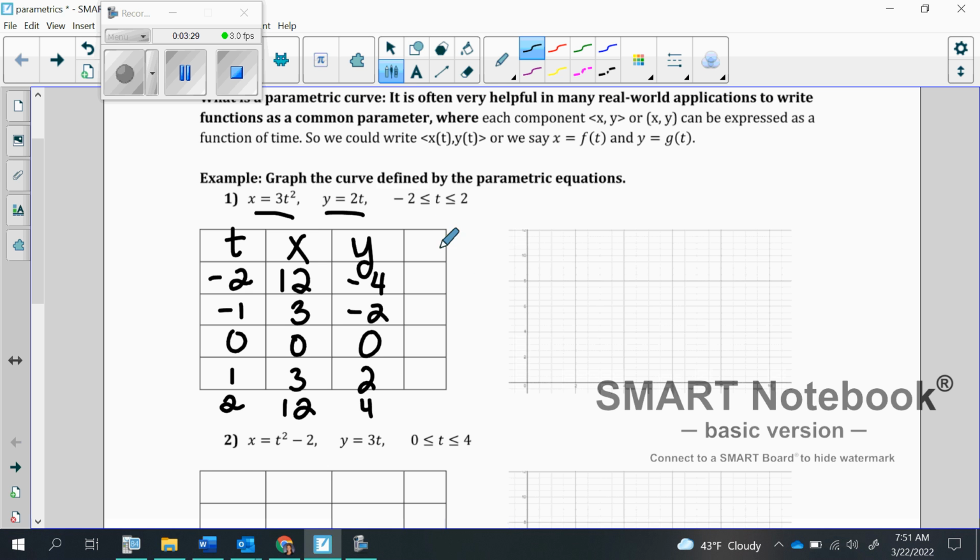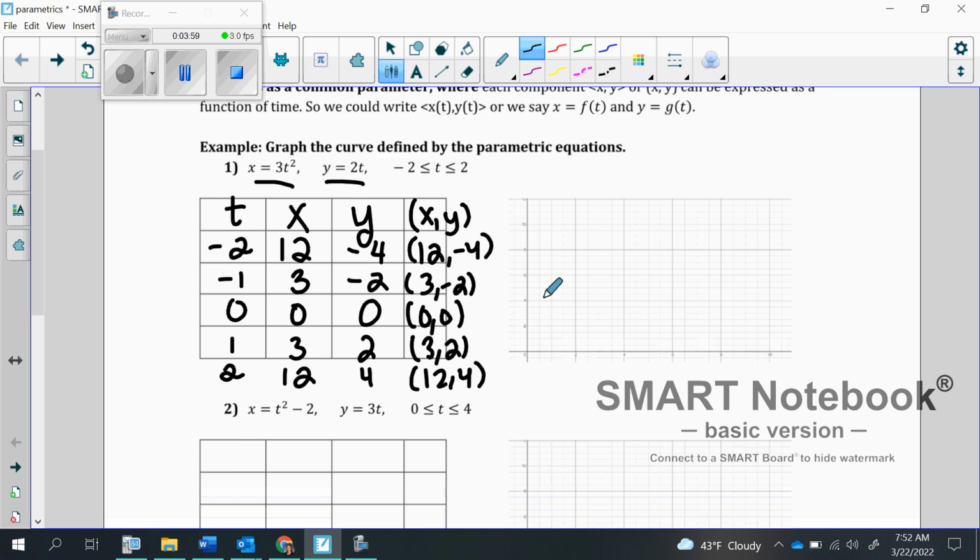Okay, now what did I have here? Why did I leave this extra space? So technically, the point that you are graphing is the point x comma y. So you're not really graphing t itself. You're graphing it indirectly because both of these are a function of t. So the point you're really graphing is 12, -4, 3, -2, 0, 0, 3, 2, and 12, 4. Okay, so you're not directly graphing t at all.